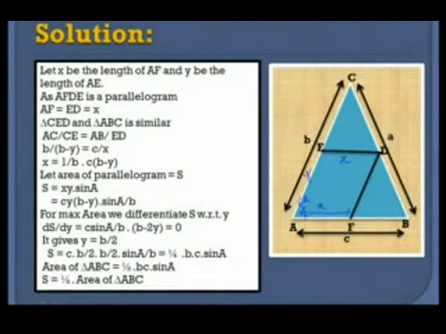b by 2 into b by 2 into sin A by b, which is equal to 1 by 4 into b into c into sin A. Now the area of triangle ABC is given by 1 by 2 into BC into sin A, and from this we get the maximum area of parallelogram is equal to half of the area of triangle ABC.